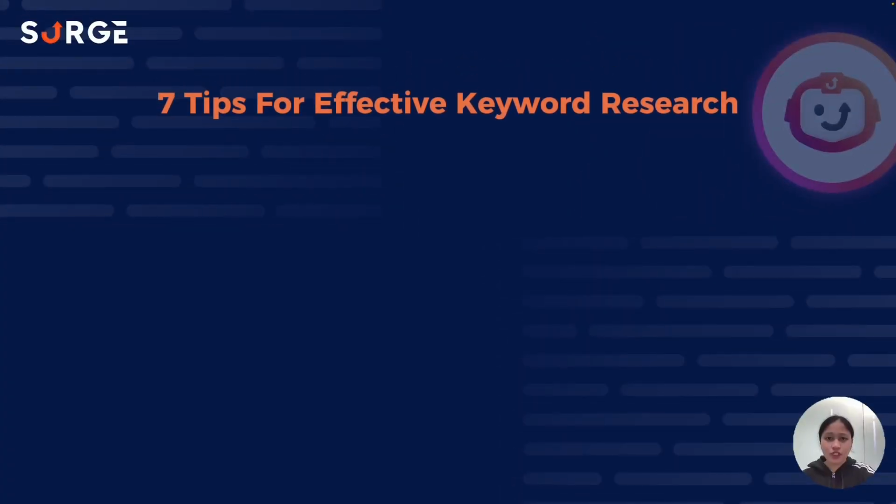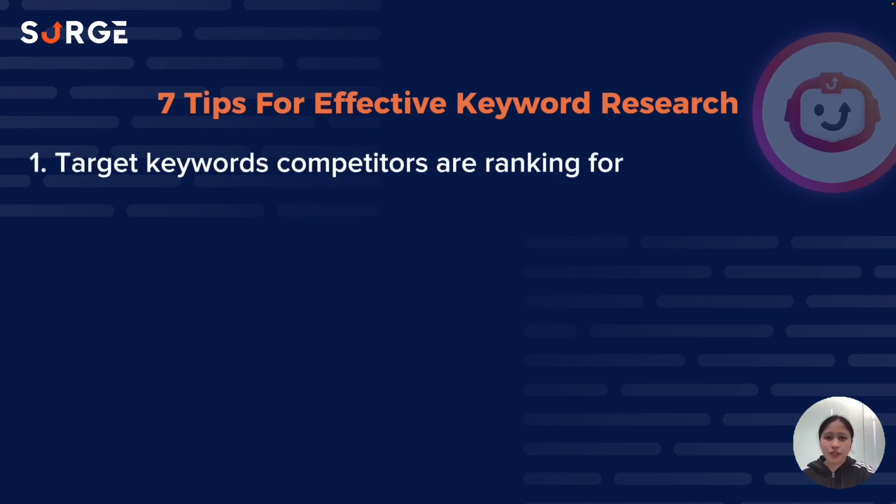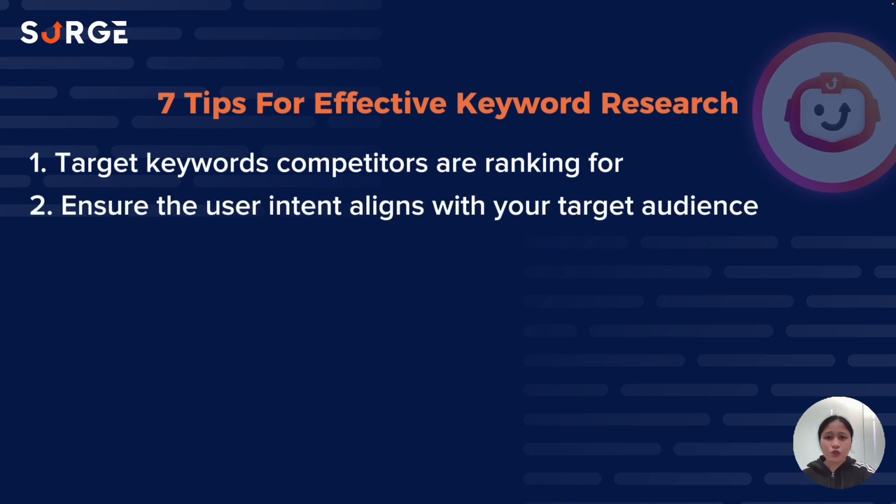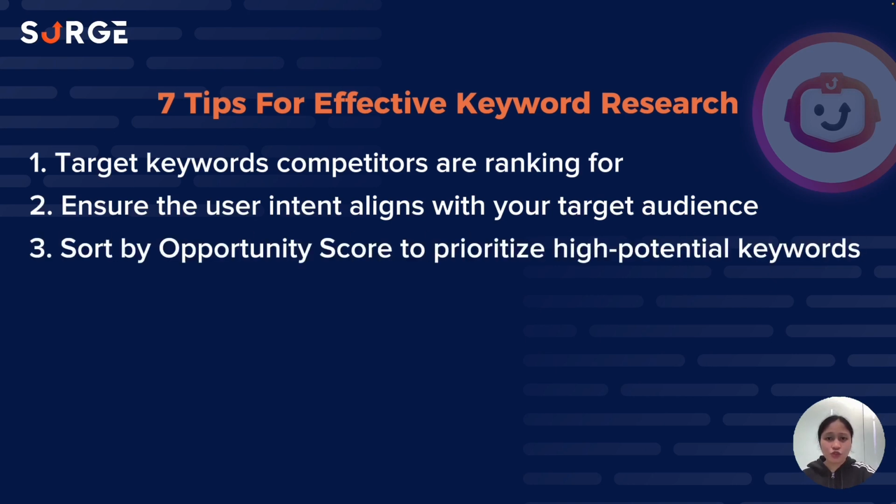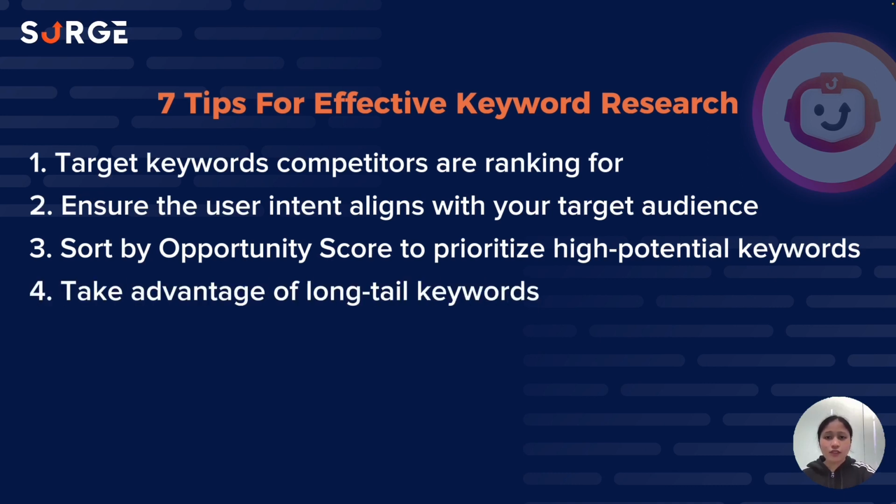As a quick summary, here are the seven tips on how to do keyword research effectively. First, target keywords competitors are ranking for through competitor analysis. Second, go for keywords with user intent that aligns with your target audience. Third, sort by opportunity score to prioritize high potential keywords. Fourth, take advantage of long-tail keywords as they're easier to rank for and convert better.